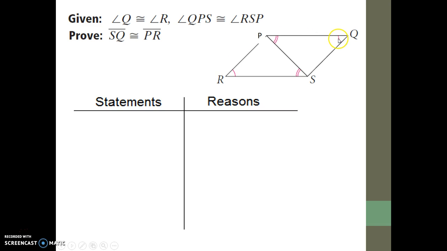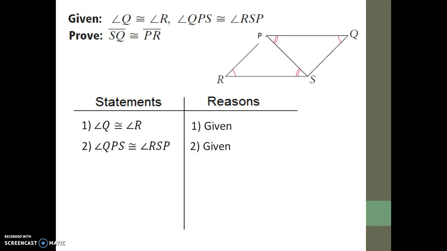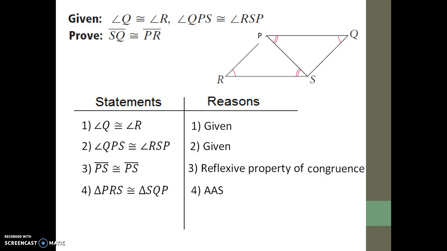Alright, so let's see. Angle, angle. Are these two sides congruent in between? No. How about this side in the middle? Yeah, I think that is. That's the reflexive property, right? So we'll start off with our givens here. And then PS right in the middle, as we said, is congruent to PS by reflexive property. Then the two triangles are congruent by angle, angle, side.